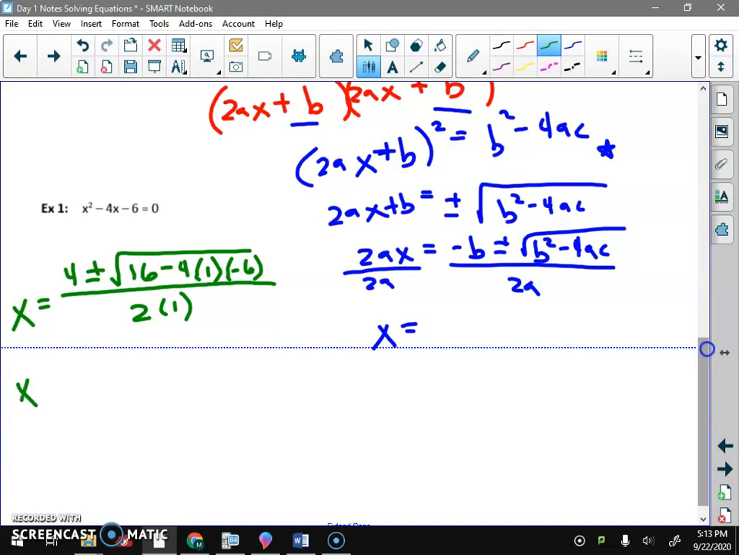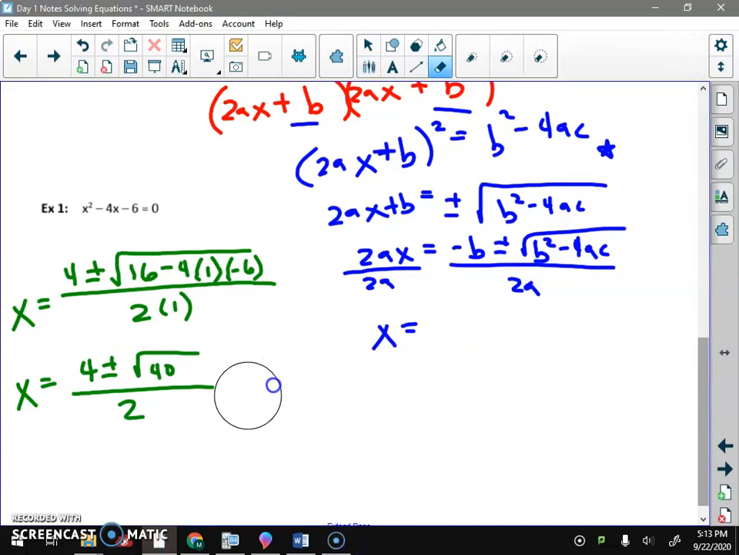I could have put that negative 4 squared in, I guess. x equals 4 plus or minus. We're also going to practice what we do with simplifying this radical. A negative times a negative is a positive 24. 16 plus 24 is 40. So we have 4 plus or minus radical 40 all over 2. Now what? That is nowhere near as cleaned up as it could be. We're going to reduce the radical first. 4 plus or minus.